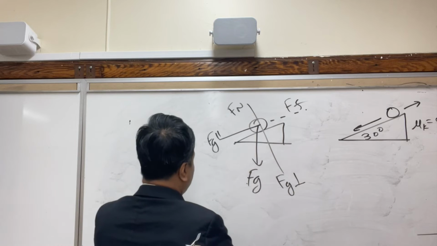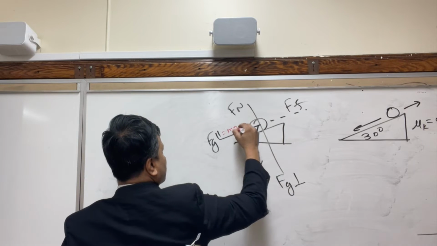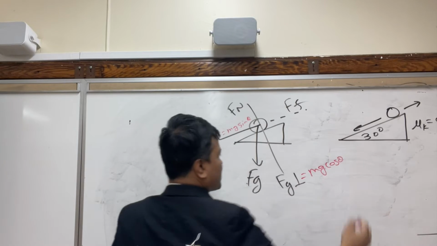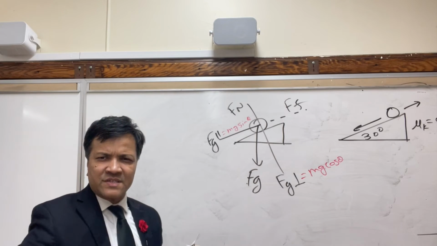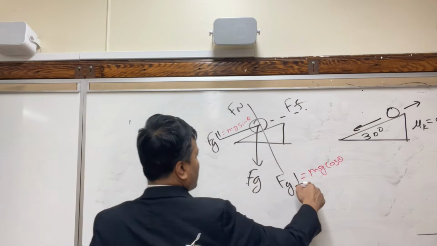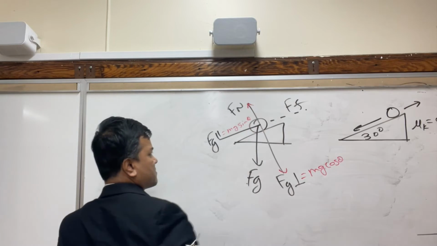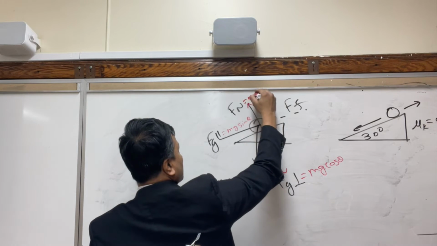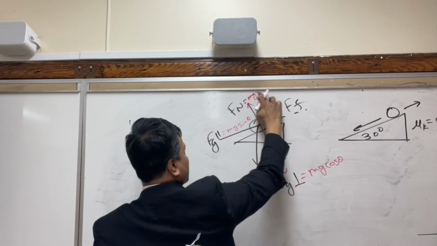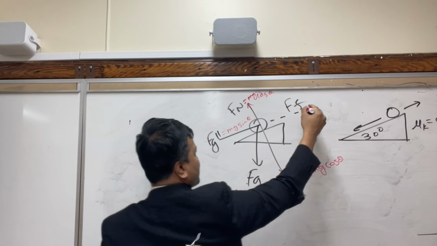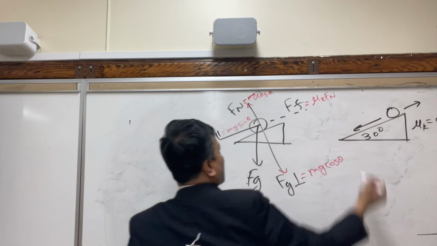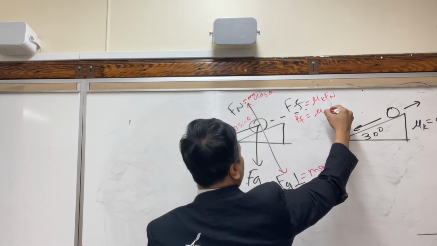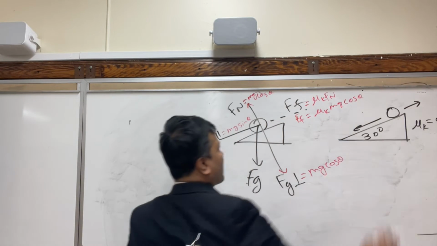This one by definition is mg sine theta, and this one by definition is mg cosine theta. And one day I'll prove that in the class. Tomorrow is your exam, so I'm not going to show you the proof now. The magnitude has to be the same. Ff is of course again mu k Fn. So what is Fn? Fn is mg cosine theta. So Ff is what? Mu k mg cosine theta. All right. So now you have everything.